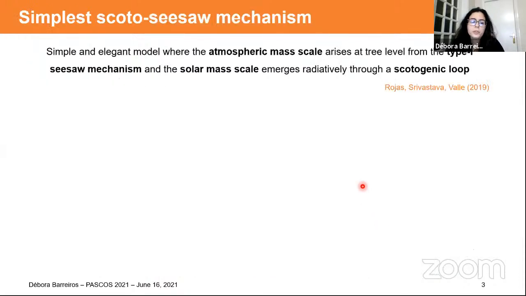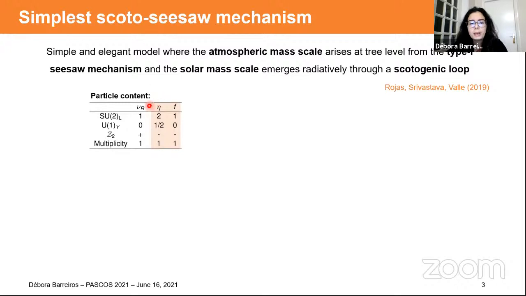The starting point for this work is a model that was proposed back in 2019 by Valle and collaborators. What they did in this work was to associate the two different mass scales that are measured in oscillation experiments with two very different mass generation mechanisms. In the most simple case, where the lightest neutrino is massless, the atmospheric mass scale may arise at tree level from the type 1 seesaw mechanism, while the solar mass scale can emerge radiatively through a scotogenic loop. This is why they call this mechanism the Scotto Seesaw mechanism.